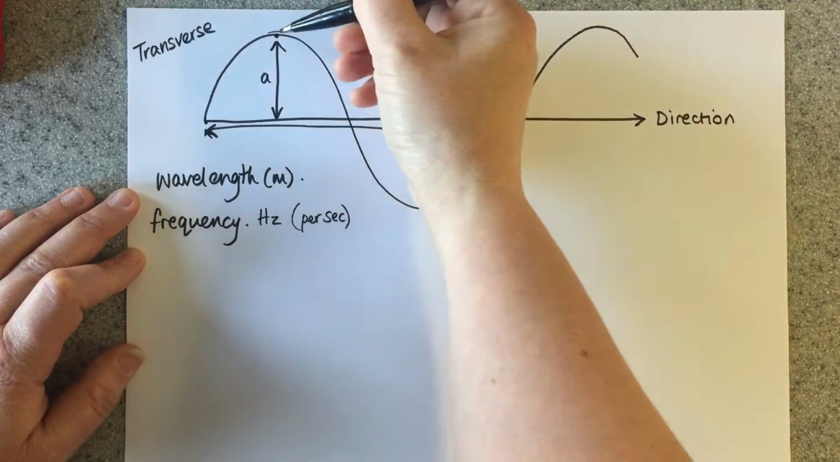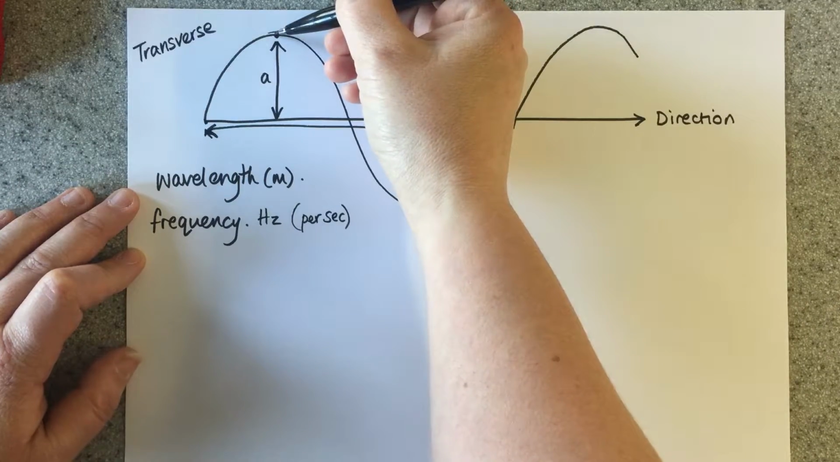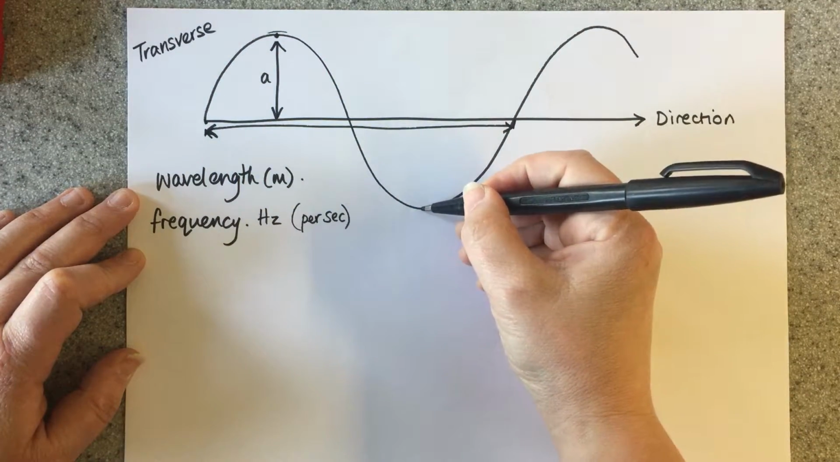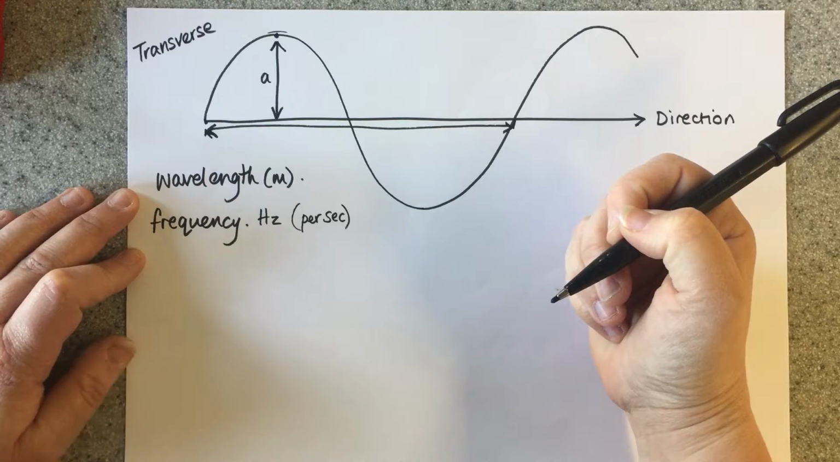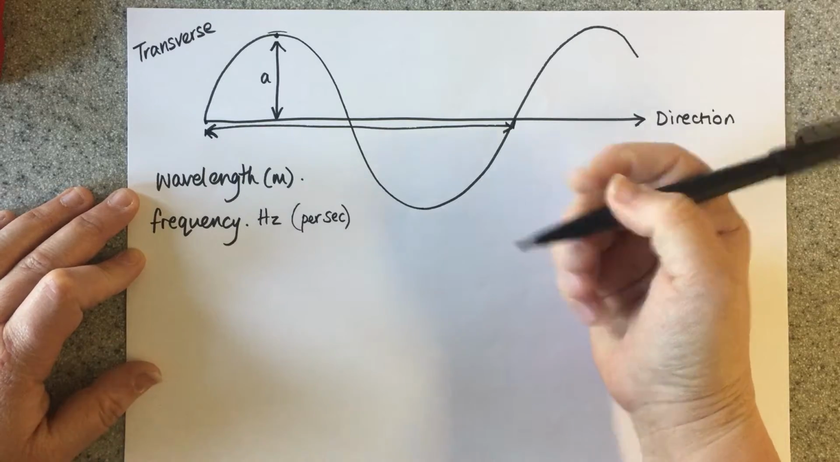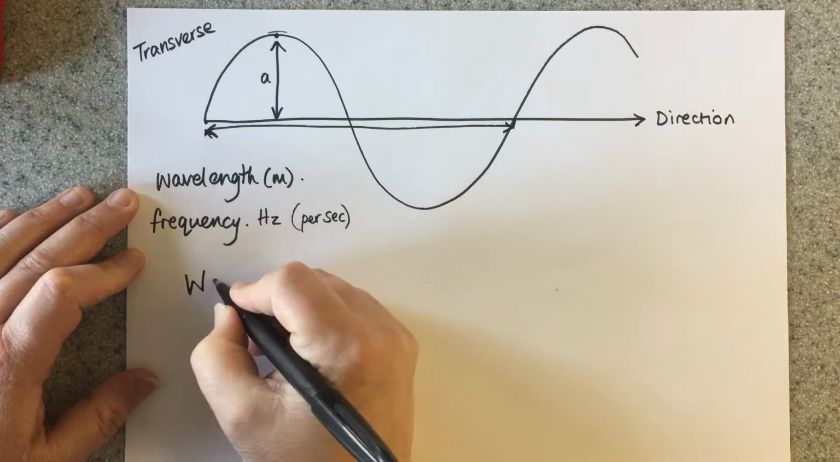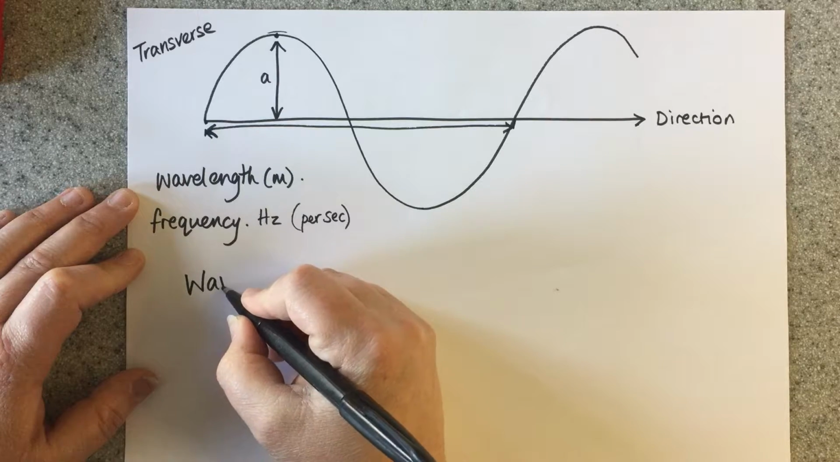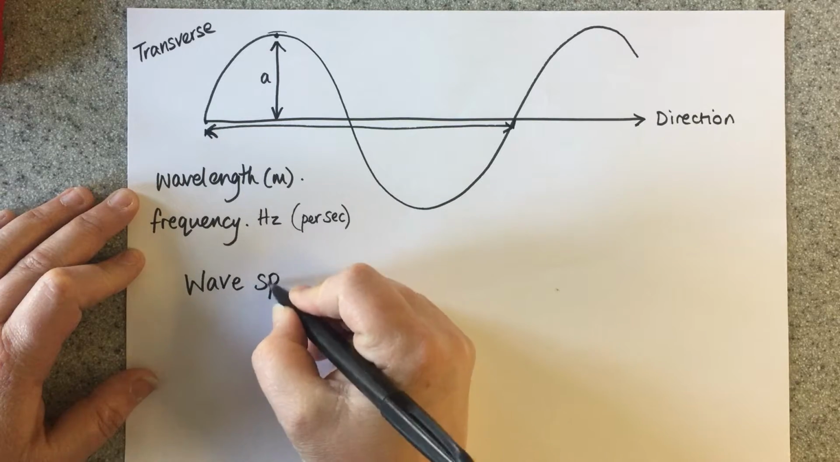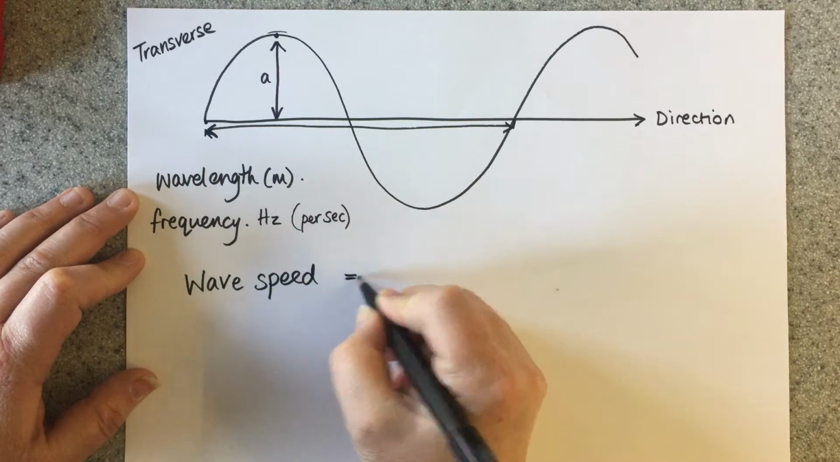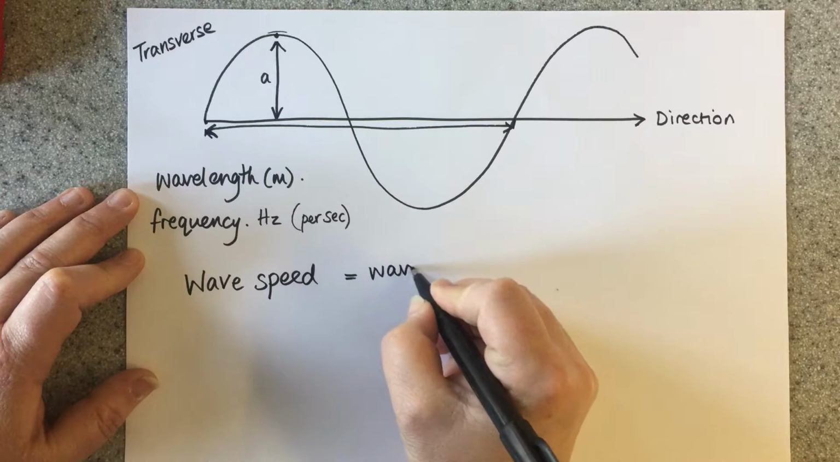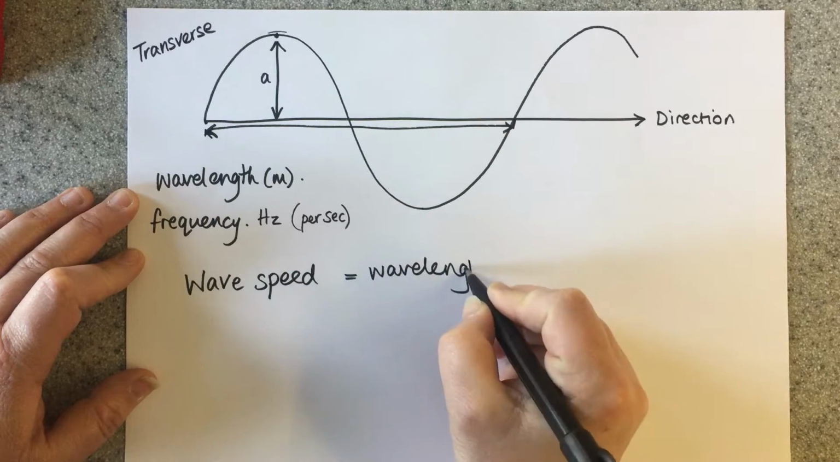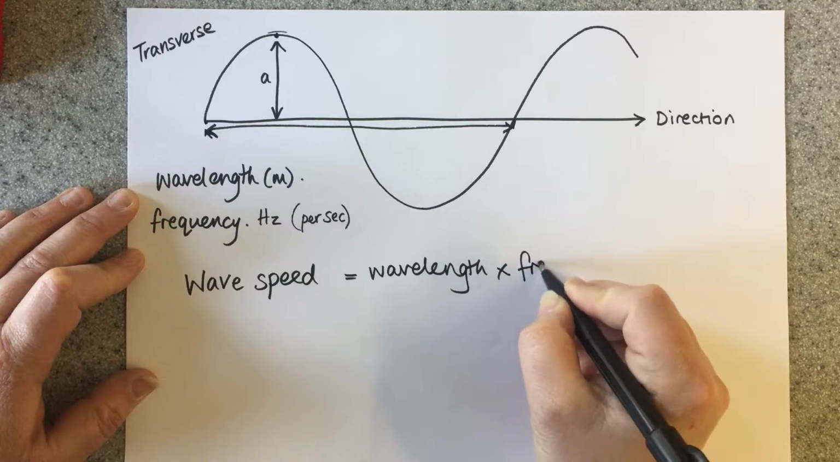On your diagram, you also have to be able to label the peak or the crest of the wave and the trough of the wave as well, which are the highest and lowest points of the amplitude. You also have to know the equation, but this will actually be in your formula booklet, but you need to know how to use it. Wave speed equals wavelength multiplied by frequency.